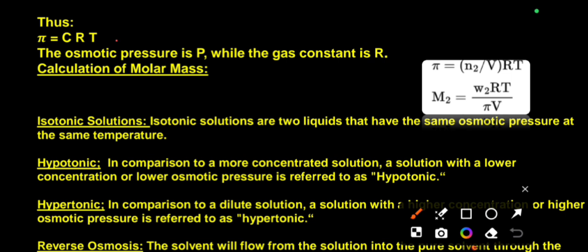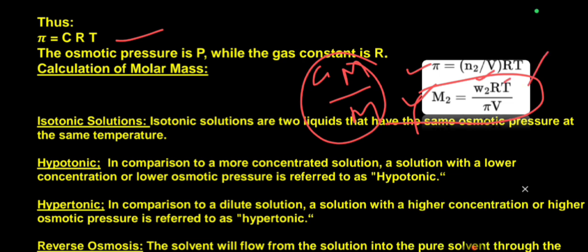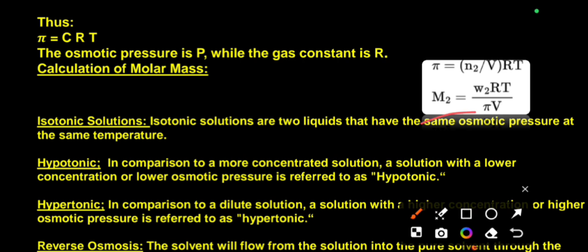So now you can see pi is equal to CRT. We can calculate the molar mass also with the help of this expression. As you know, what is molarity? It is the moles of the solute divided by volume. If you open the moles, what do you get? Given mass by molar mass. Is it clear? Given mass by molar mass. So by using this, you can calculate the molar mass of the solute. So pi is equal to molarity into RT. By rearranging we can get the molar mass.